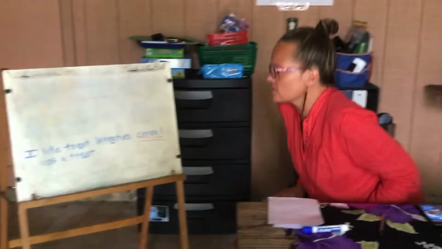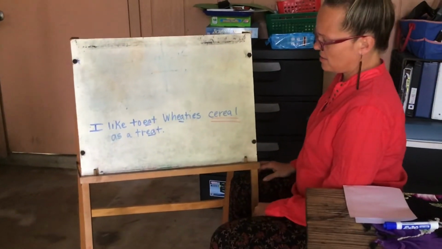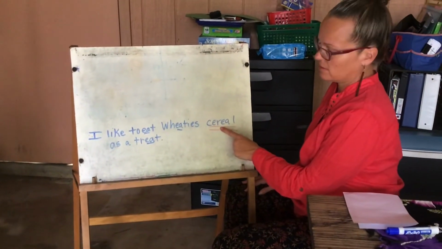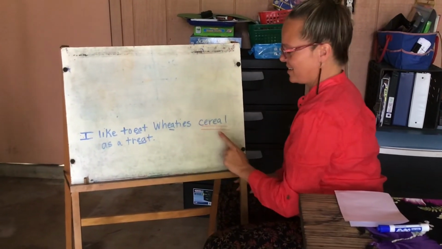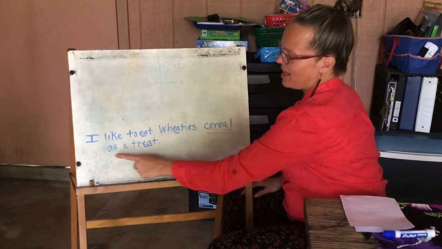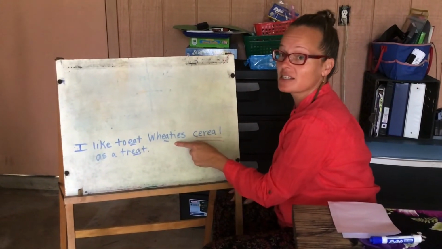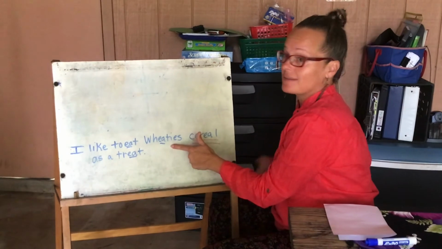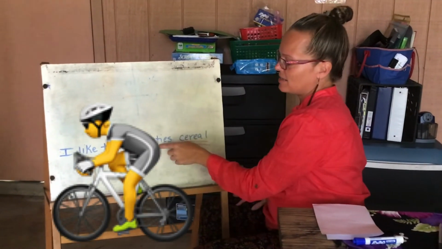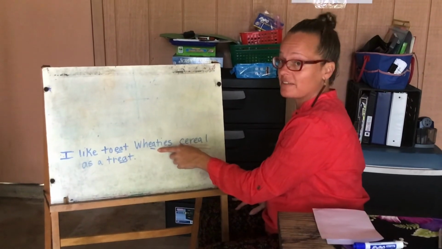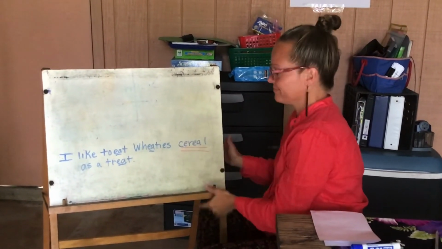So we're going to move on to the final sentence. And the word is cereal. I like to eat Wheaties cereal as a treat. I don't know if you know about Wheaties, but it's a cereal that they used to put athletes' pictures on. And they said, if you eat your Wheaties, you're going to be able to defeat your team, which both have EAs in it too.